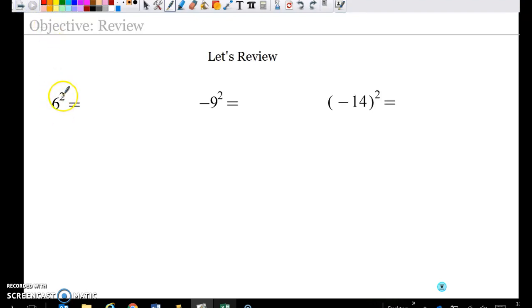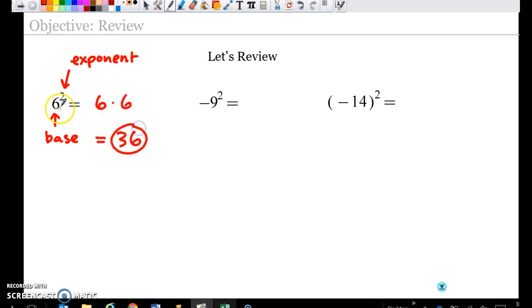6 raised to the second exponent. 6 is the base that tells me what to multiply. 2 is the exponent that tells me how many times to multiply it. So this should be 6 times 6, which ends up being 36. So we say that 6 to the second power is 36.